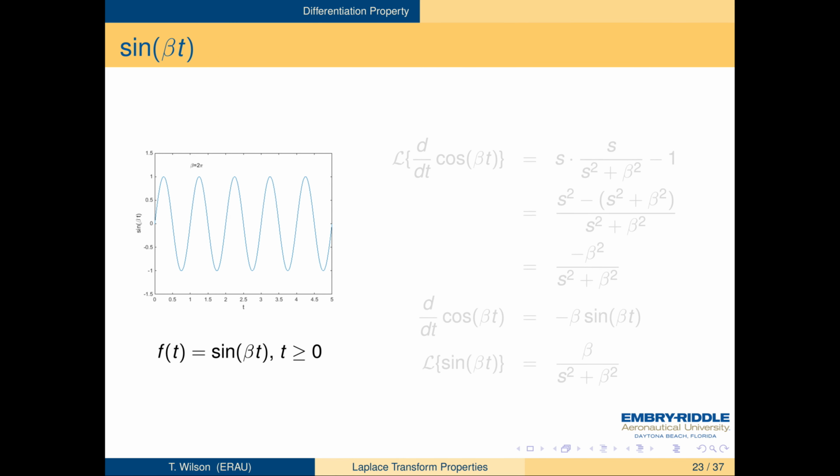We can use the differentiation property to find the Laplace transform of sine beta t. The Laplace transform of the derivative of cos beta t is s times s over s squared plus beta squared, the Laplace transform of cos, minus 1, the value of the cosine at t equals 0. Putting everything over a common denominator and simplifying yields minus beta squared over s squared plus beta squared as the Laplace transform of the derivative of cos beta t.